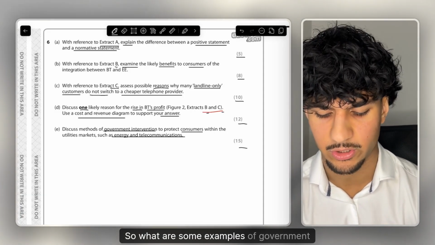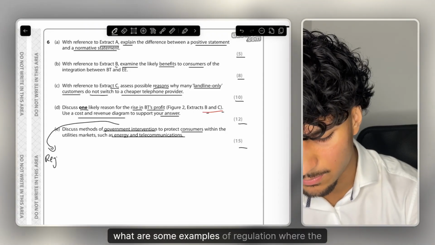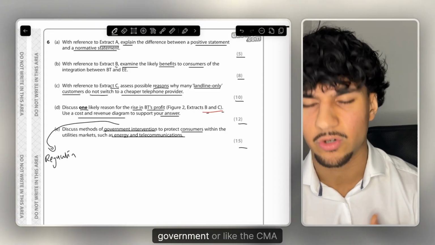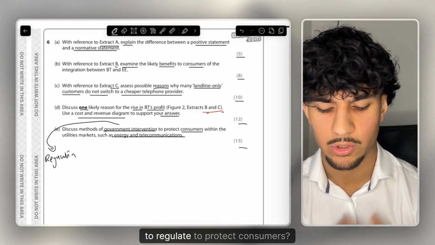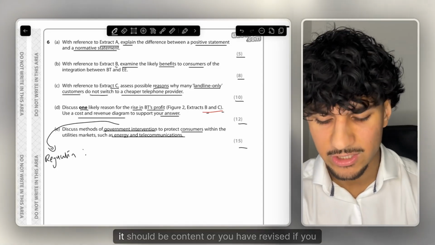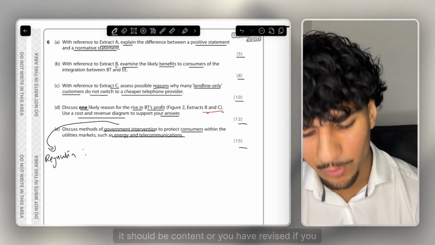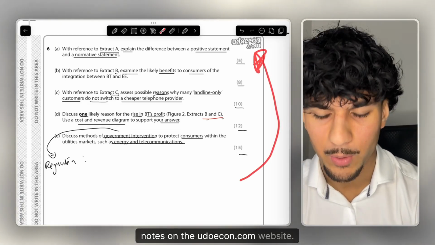Now, what are some examples of government intervention, or as some of you may know it a bit better, what are some examples of regulation where the government or the CMA can involve themselves in the market to protect consumers? A few should pop into mind. This is of course part of the spec. It should be content knowledge you have revised. If you have not revised it, of course flashcards are available and revision notes on the udoecon.com website.